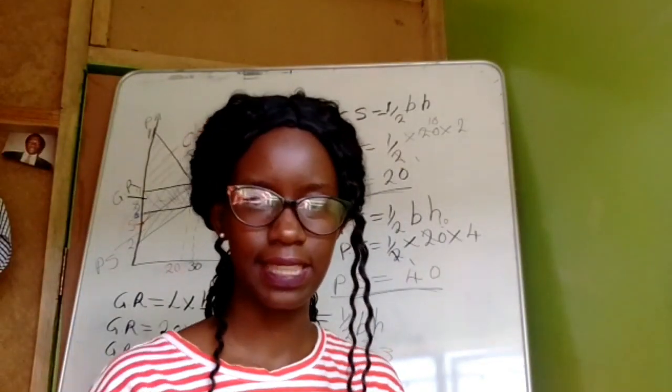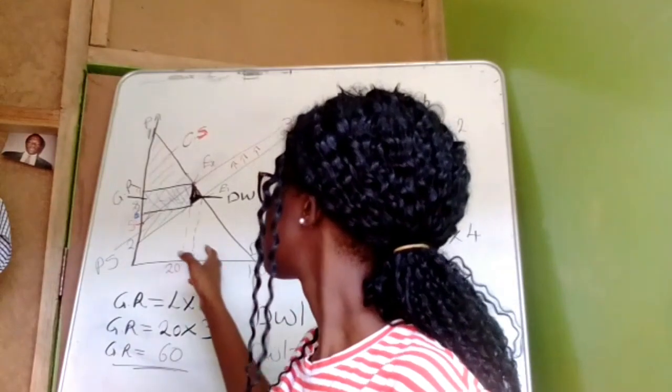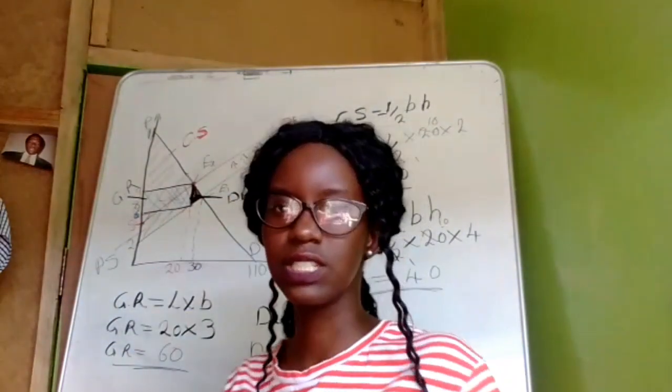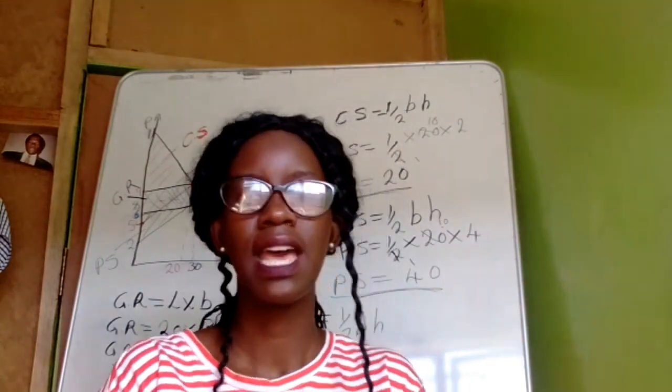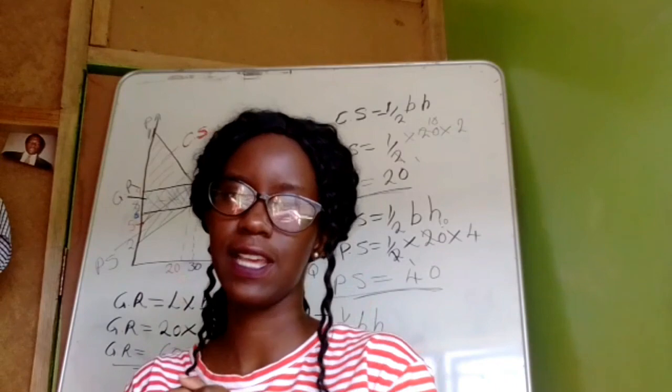So that's all I had in this video. I hope you're now clear on how to get the graph after tax, and how everything changes. Hope you can now get your deadweight loss, your government revenue, your new consumer surplus, your new producer surplus.